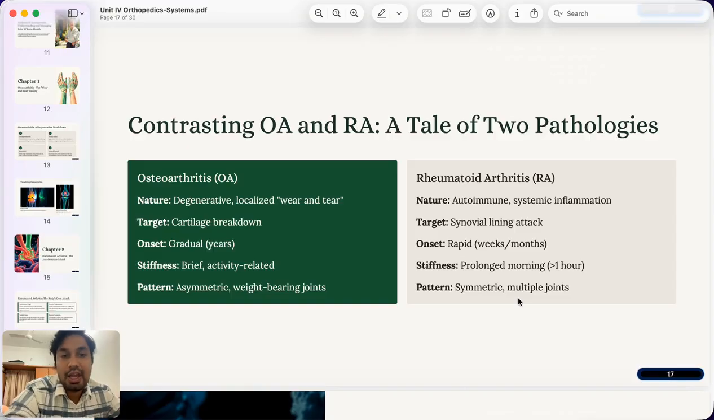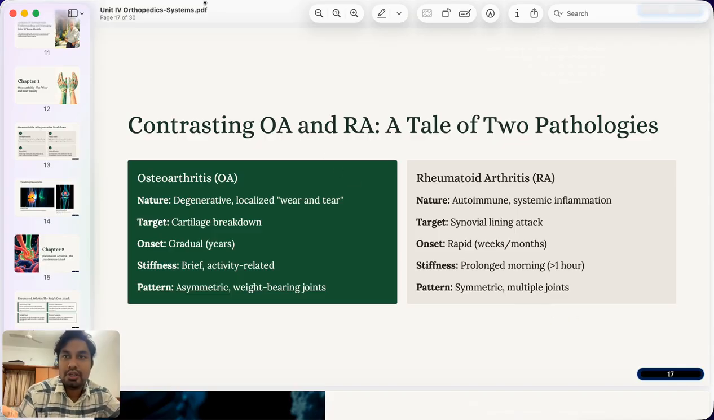The stiffness in osteoarthritis is activity related. When we get engaged in a particular activity, we might feel it. But the stiffness in rheumatoid arthritis occurs if you are not moving the particular joint for a period of time, let's say greater than 1 hour, and obviously this will have an impact. The pattern in osteoarthritis is asymmetric, with weight bearing joints involved, and in this particular model the pattern is symmetric with multiple joints.